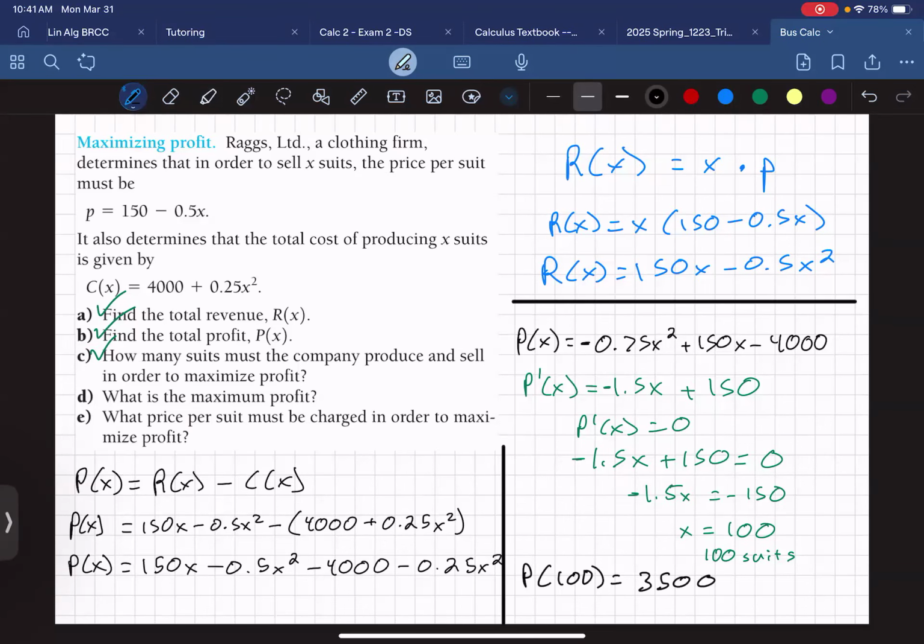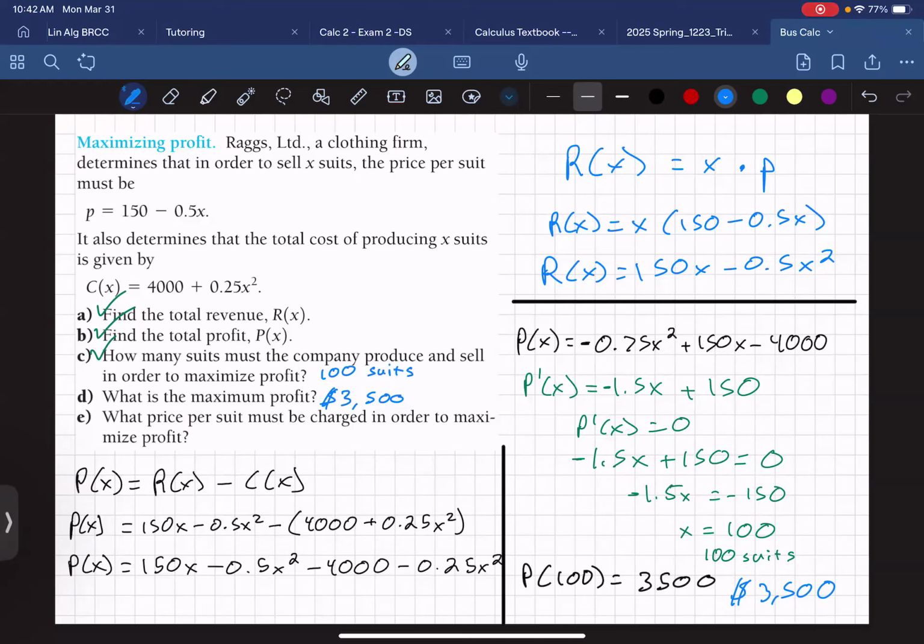All right, so when I plug 100 into this equation, I'm going to get 3,500. Now, keep in mind what that means to me is my maximum profit that we're looking at here. That's 3,500. So when we go over here and say maximum profit, we would say the maximum profit is $3,500. The company had to produce 100 suits to get there. Right? But that will be our maximum profit.